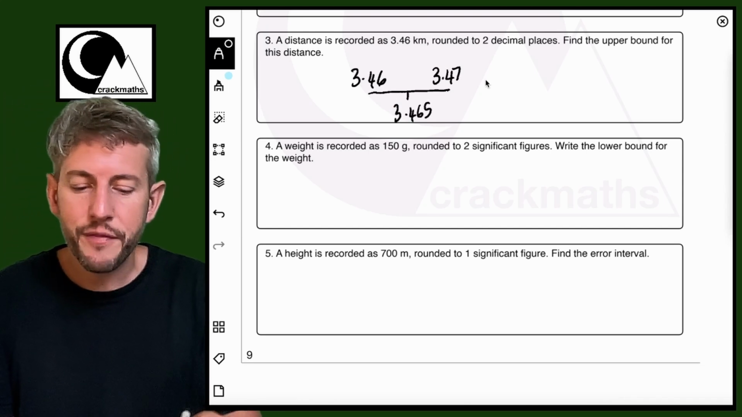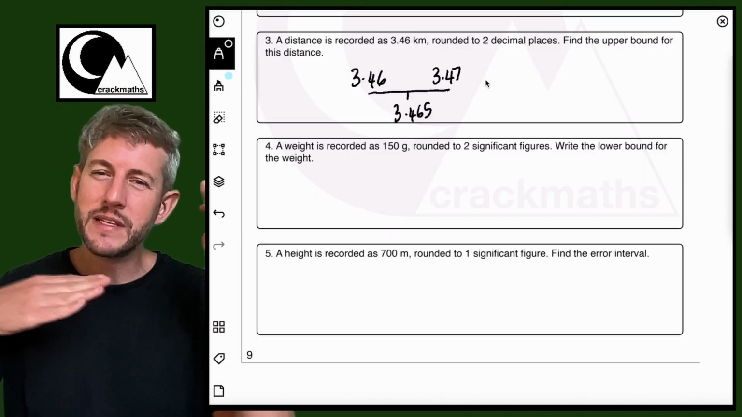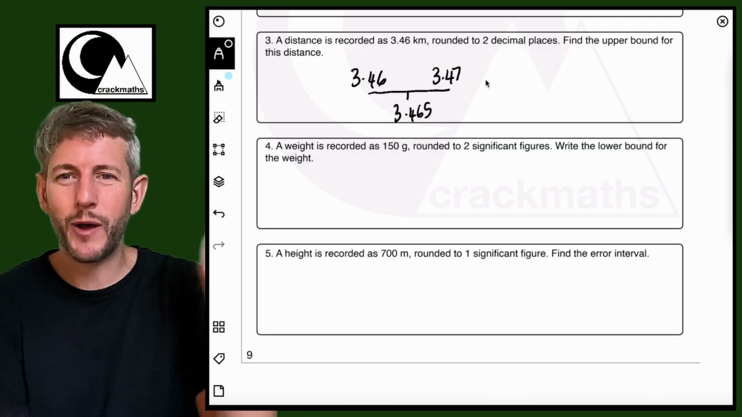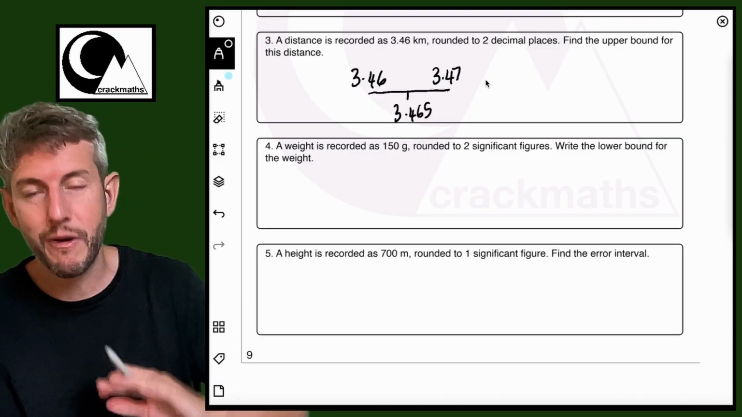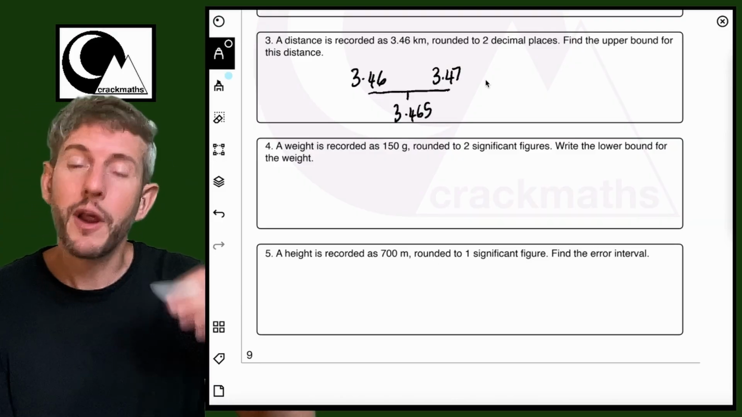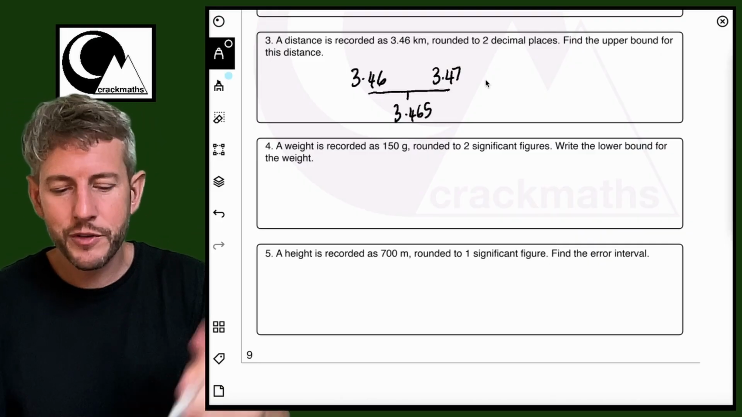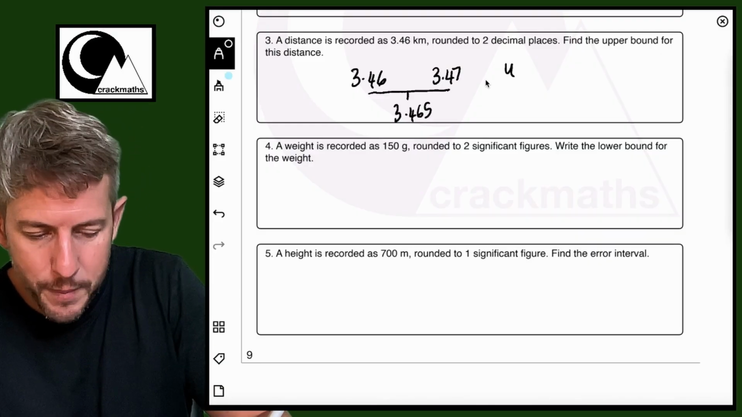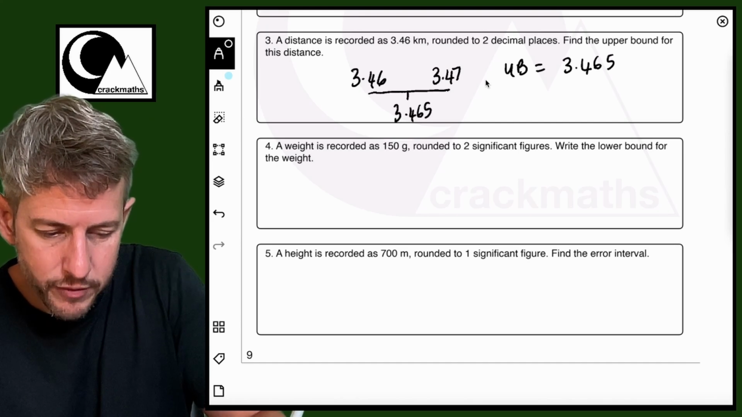Okay, and then that midpoint is the upper bound, because that is the point, all the numbers up to that point round to 3.46. Okay, so that is the boundary line. That is the upper bound for that. We all know that 3.465 would round up to 3.47. But we know that the upper bound for this bit would be 3.465. Okay, so there we go. Upper bound equals 3.465 km.